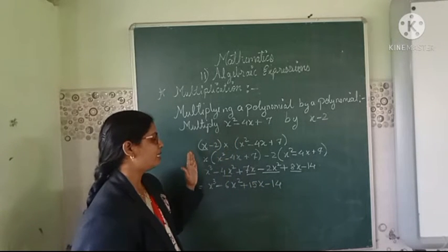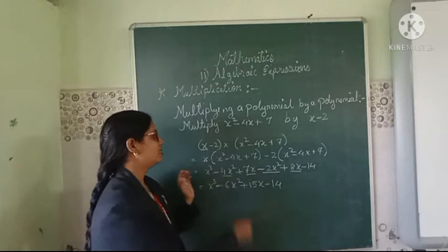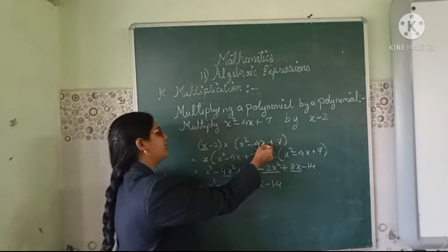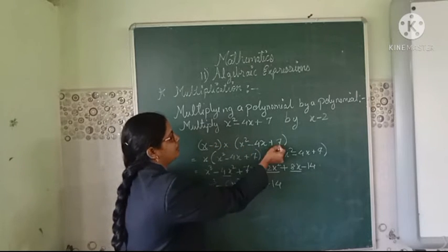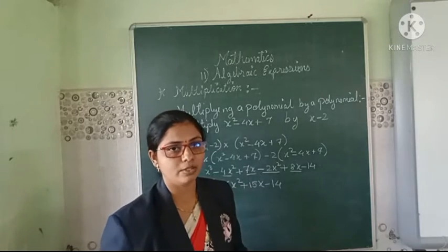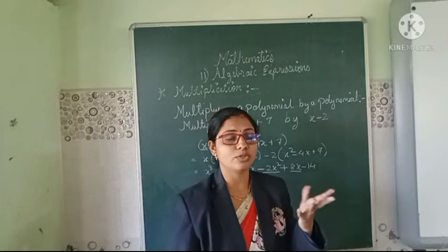In this way, step by step, you have to follow it. This x should be multiplied to every other term of this polynomial and negative 2 should also be multiplied with each term. In the same way, you have to solve it by the vertical method also, as we do in usual multiplication.